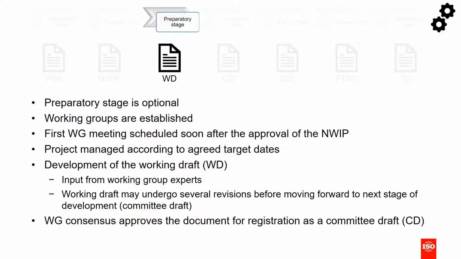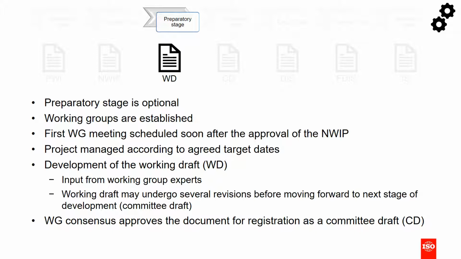The preparatory stage is optional. As we've seen, it might be that there is already a draft that is mature enough to proceed straight to a later stage without further discussion in a working group. If you do decide to go through the preparatory stage, the project will either be assigned to an existing working group or there will be a new working group set up specifically to work on this project. Whichever is the case, that working group should have a meeting scheduled soon after the new project has been approved. This first meeting needs to be planned already when the project proposal is submitted.